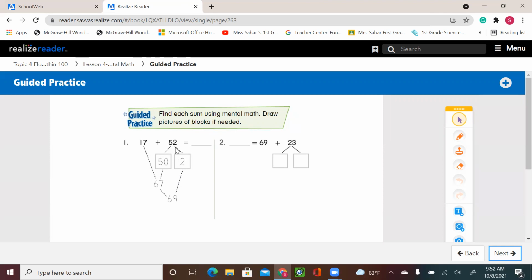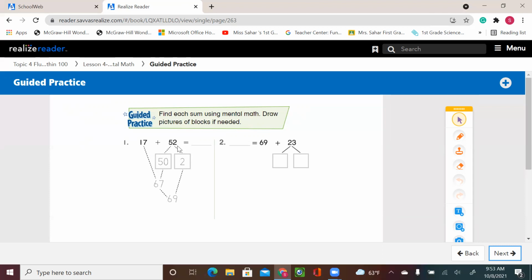17 plus 52. This tells us to find each sum using mental math, and draw pictures of blocks if needed. When we do this, this is the picture you need to draw. It will help you know which addend you broke apart, and also that you're not missing the ones, or that you took 10s from the first addend to the second addend, for example, or the opposite. So putting it in a box reminds you and makes sure you know what the 10s are now or what the ones are now.